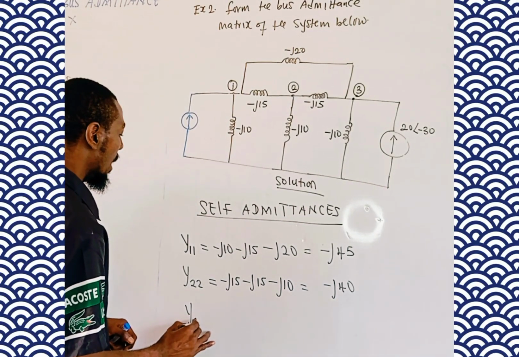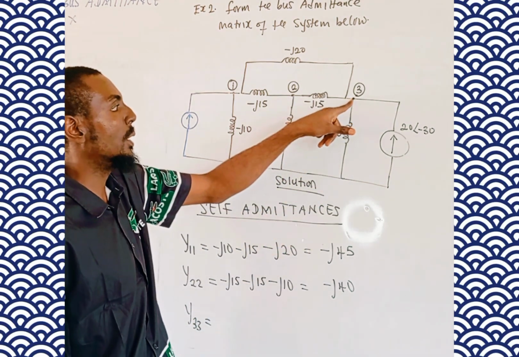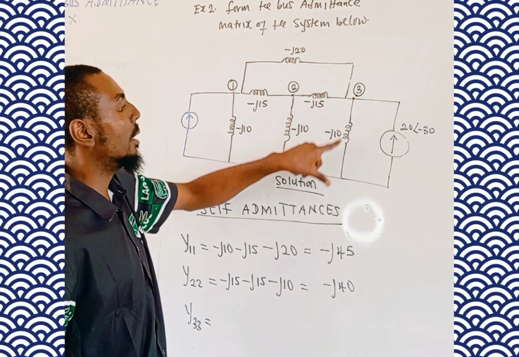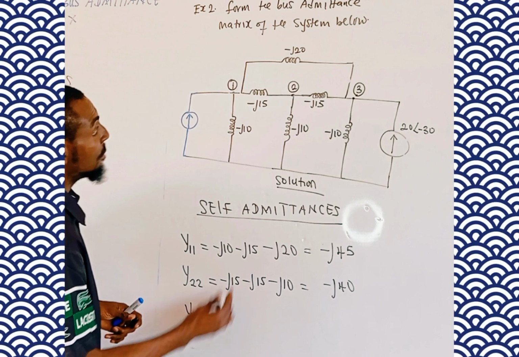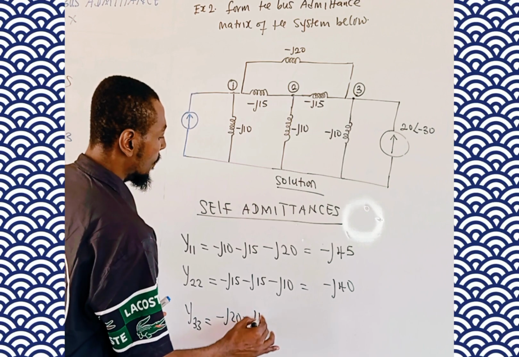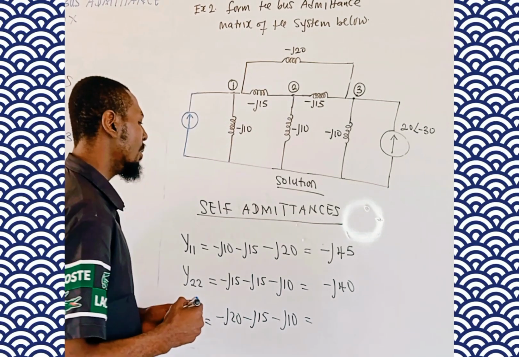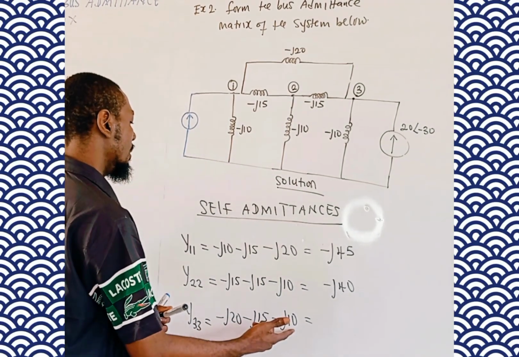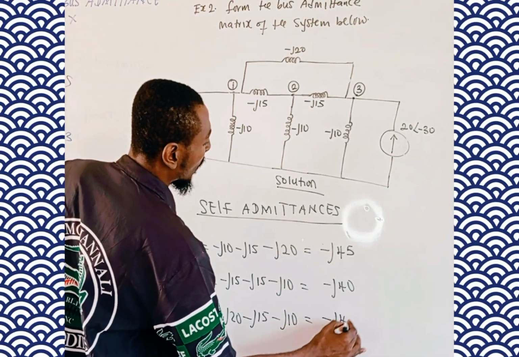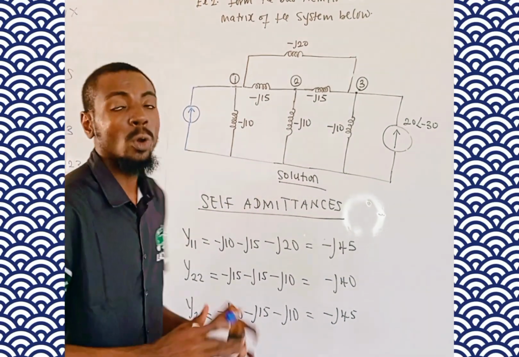Then we have Y33. Y33 entails all admittances connected to bus 3. That is minus J20, minus J15, and minus J10. When everything is summed up, we have minus J45 connected to bus 3. So we are done with the self-admittance.